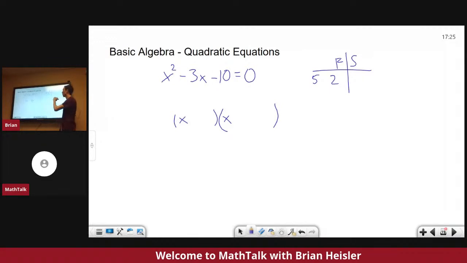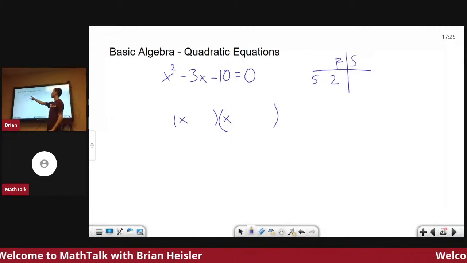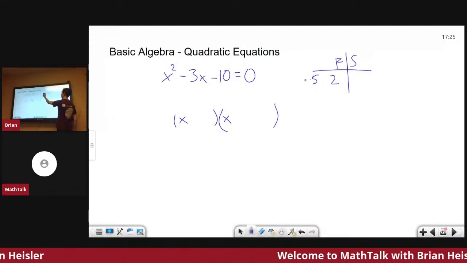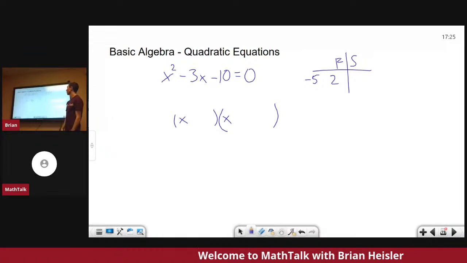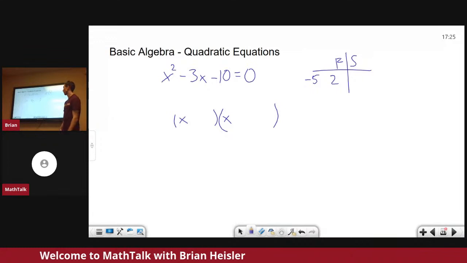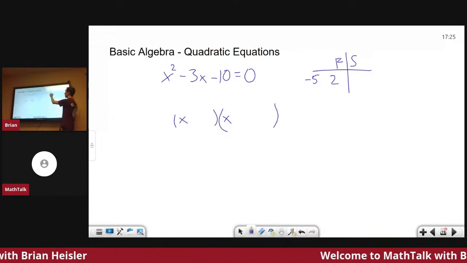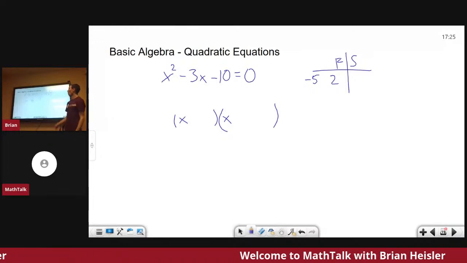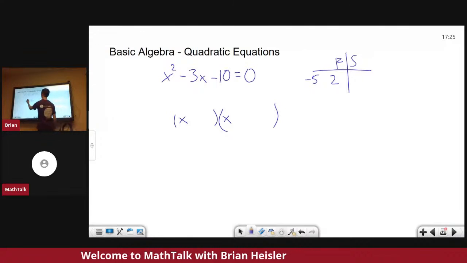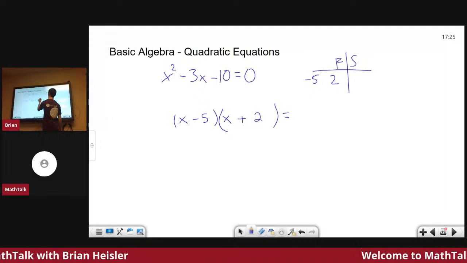All right, so two numbers that multiply to get 10: 5 and 2. One of them has to be negative and one has to be positive, because it's negative 10. Because my middle number is negative, the negative 3, I know the bigger of these two has to be negative, because negative 5 plus 2 is negative 3. So now that I know my two factors, all I'm going to do is plug these numbers into my expression, negative 5 and positive 2.